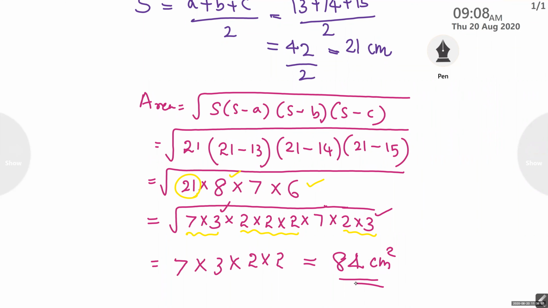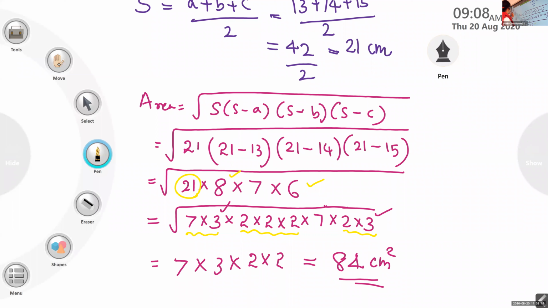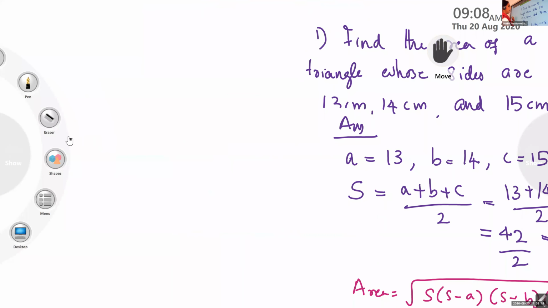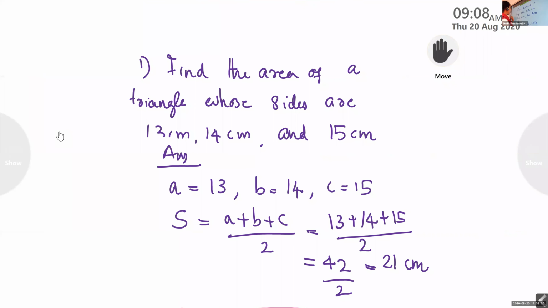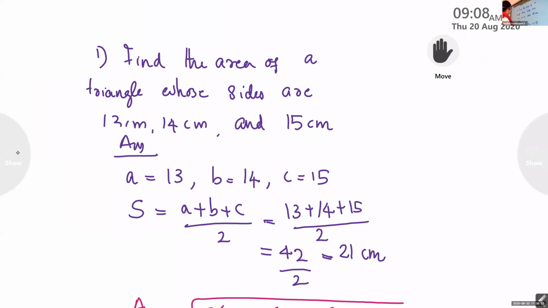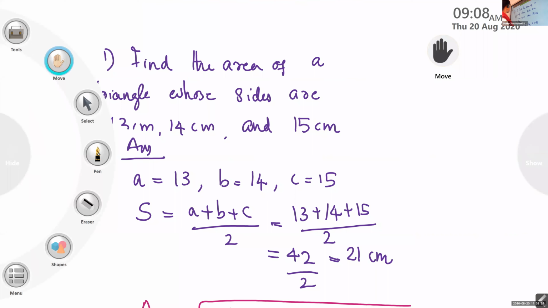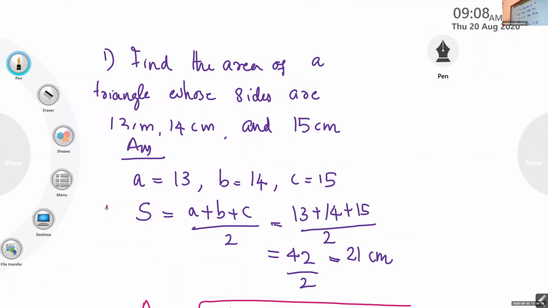Ma'am, will you show the question once more? Yes, 1 minute, I'll show it. When we touch the board, that question will go somewhere. So this is the question. I think you understood it. Yes, ma'am. 13 centimeter, 14 centimeter and 15 centimeter.